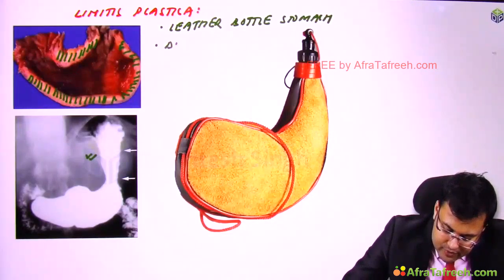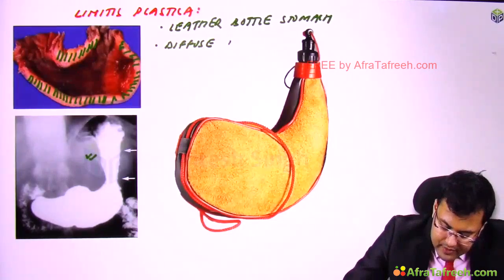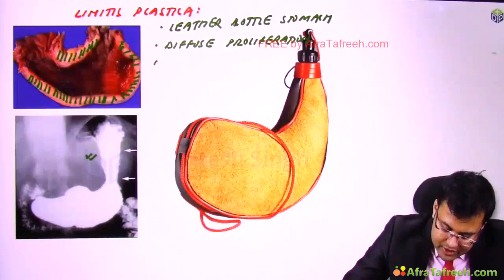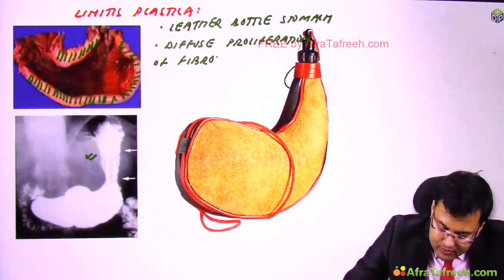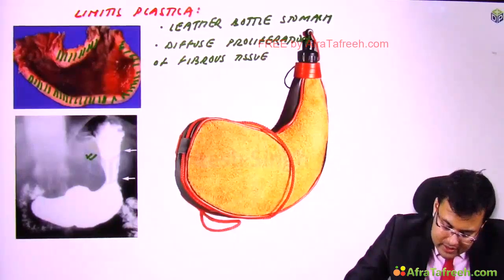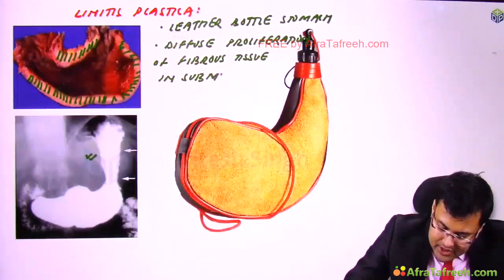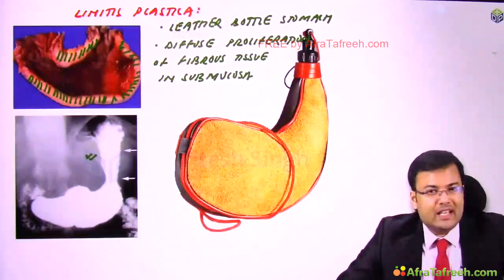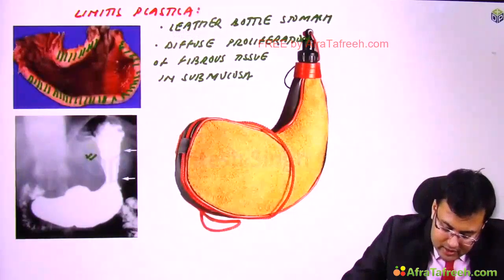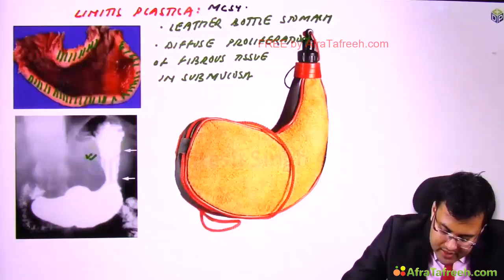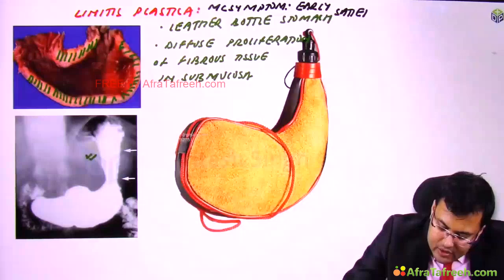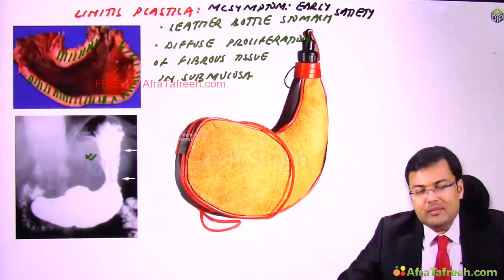What's the problem here? There is diffuse proliferation of fibrous tissue in submucosa. And if the patient has this linitis plastica, what's the problem? The stomach loses the capacity of distensibility. So here the most common symptom is early satiety. So in linitis plastica, the most common symptom is early satiety.